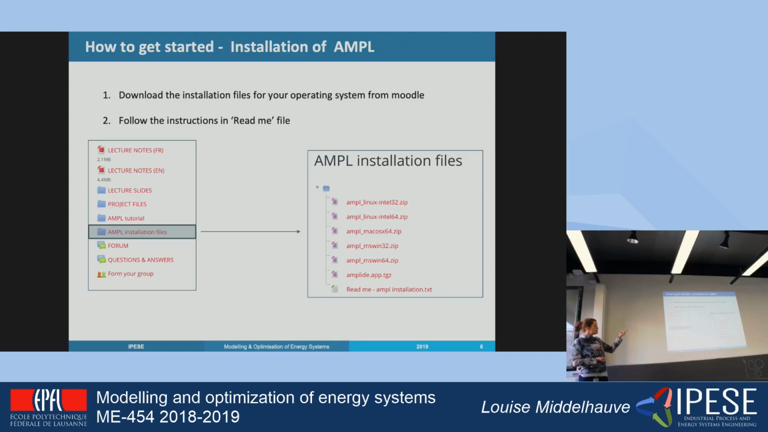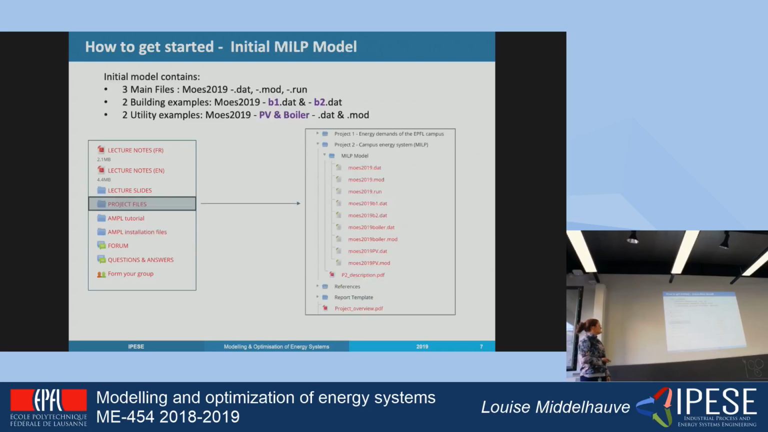If you have more questions, the next step is to go on Moodle, check the AMPL installation files, and install the correct AMPL version according to your operating system. All the instructions are in the README file, also online.